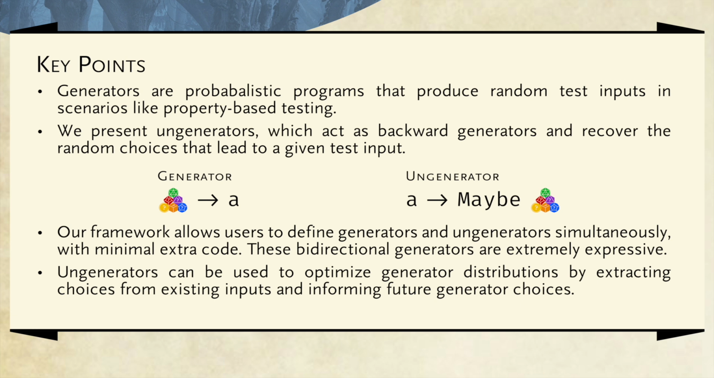At a high level, ungenerators are backward random generators. A generator turns a source of randomness into a test input, and an ungenerator operates in reverse, recovering the random choices that produce a given test. Ungenerators can produce feedback for a generator that can be used to optimize the generator's distribution and hopefully lead it to more interesting test cases.